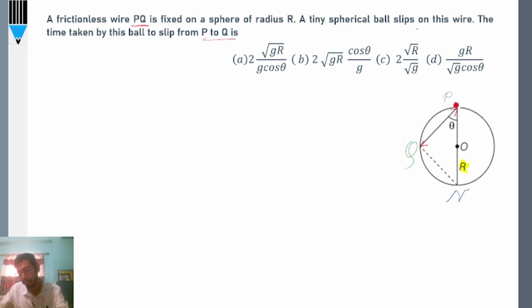translational motion, so we can use the simple point particle rules and equations. So you can treat this ball as a point particle and solve it using the usual equations: s is equal to ut plus half at square, v square minus u square equal to 2as.